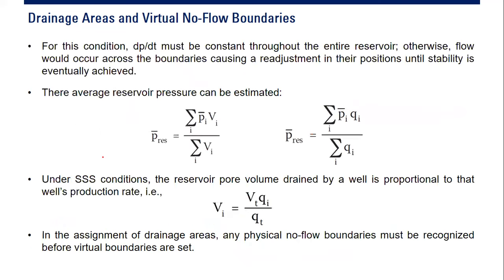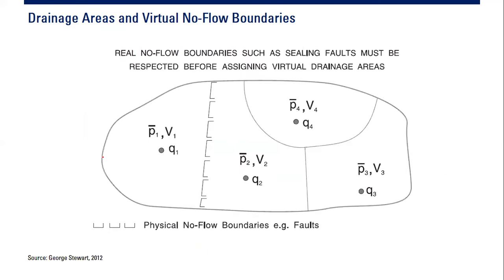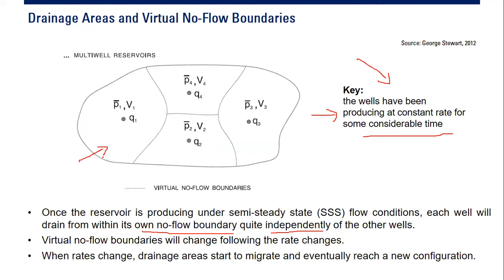All right. Further, for this condition, dPdt must be constant throughout the entire reservoir. All right, that's the definition of semi-steady state condition, right? So dPdt must be constant throughout the entire reservoir. Otherwise, flow will occur across the boundaries, causing a readjustment in their positions until stability is eventually achieved. If not, there will be flow from one area to another area until eventually stability or equilibrium has been achieved.